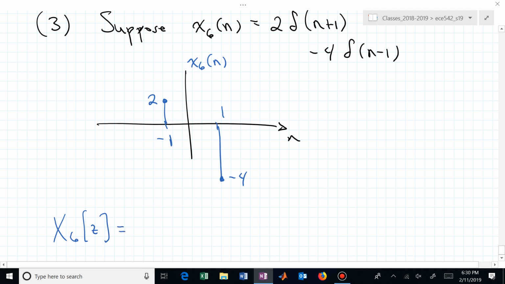Don't you hope I give you this to find the z transform of on exam number 2?